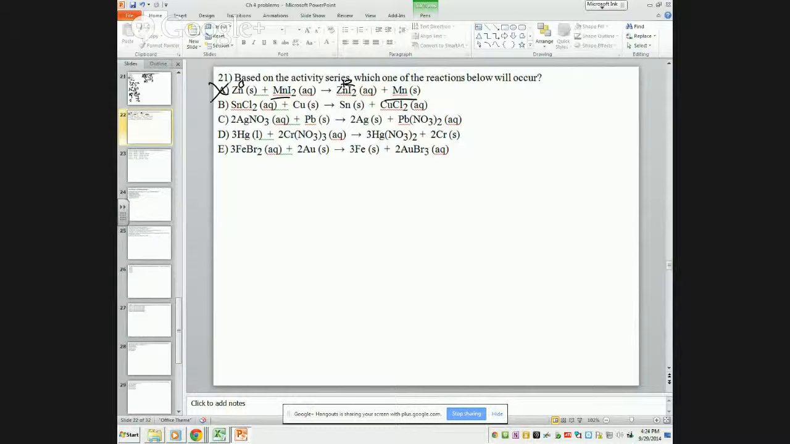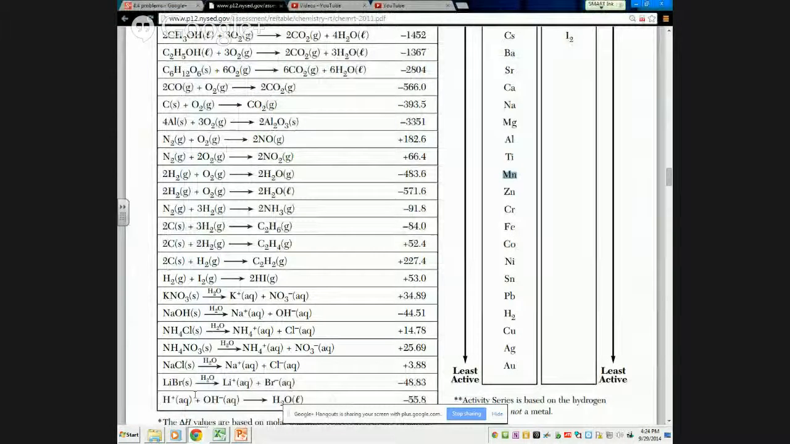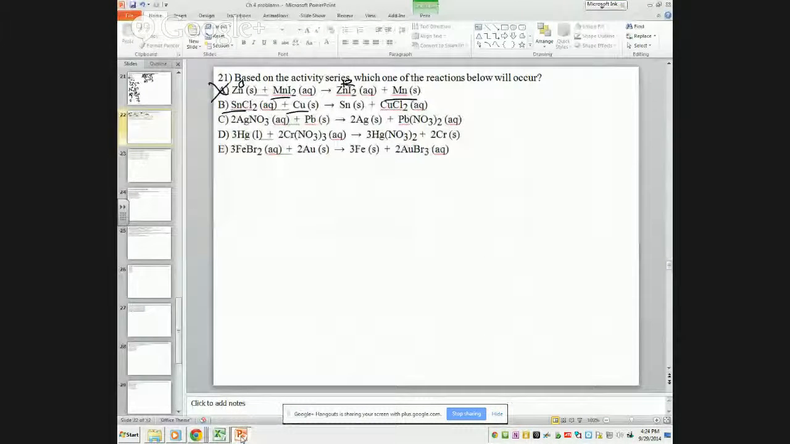So we've got tin versus copper. Well, which one's more active? I'm going to go back to my chart. I got tin and copper. Tin's more active, so tin wants to be the one that ends up oxidized. It does not end up oxidized, so this can't happen.